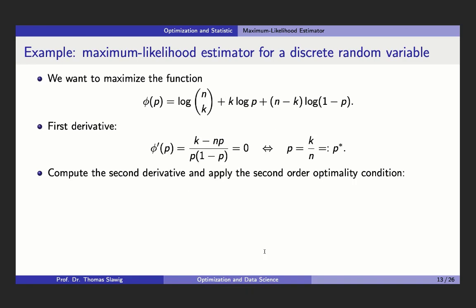Okay, and to see that this is really the maximizer, we need the second order optimality condition, which you know already from school. If you have first derivative equal to 0, you have to check the second derivative. So again, this is a small exercise for you. Stop the tape, take a sheet of paper and compute the second derivative. This is a good exercise.